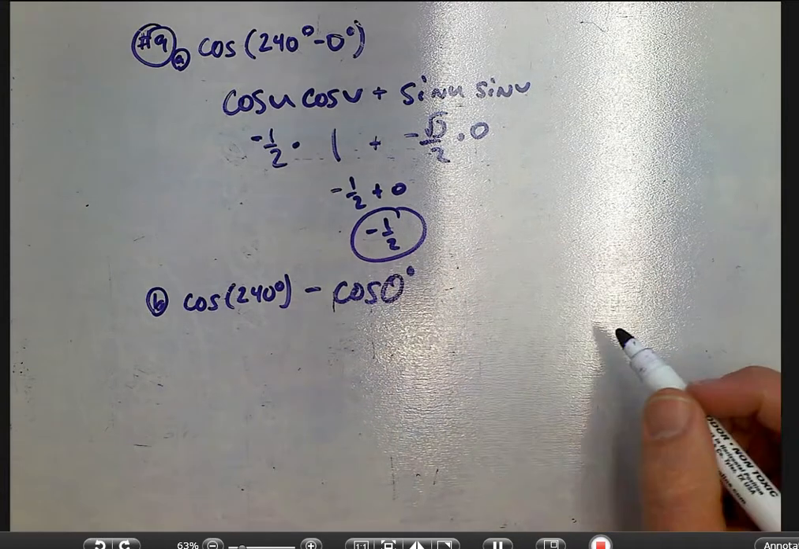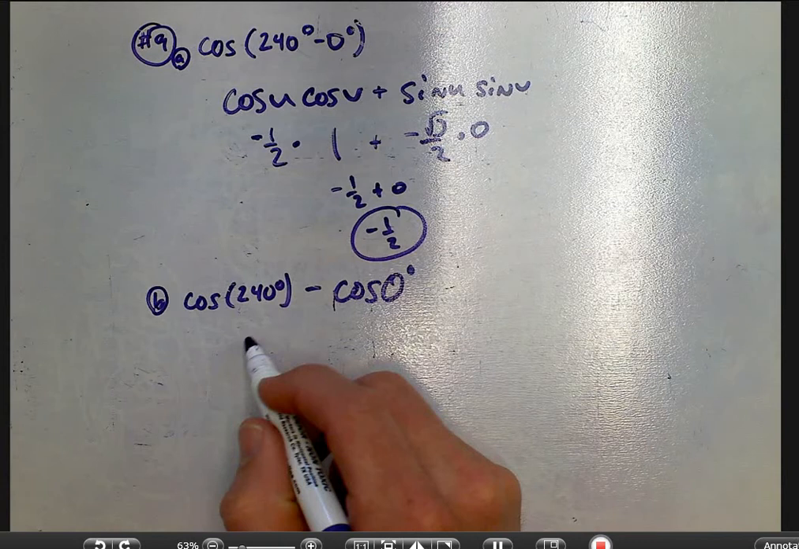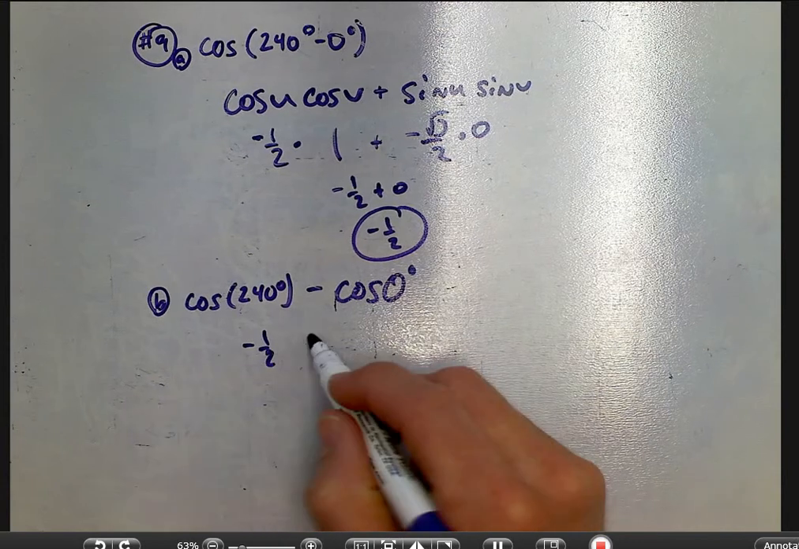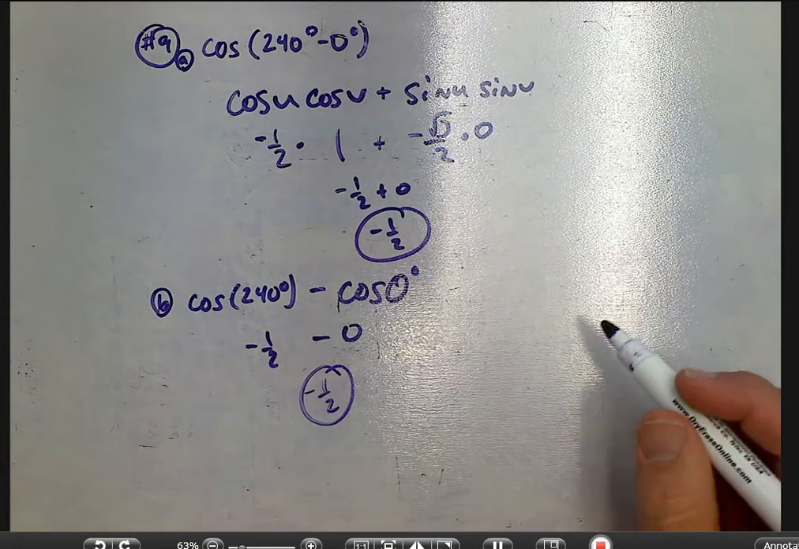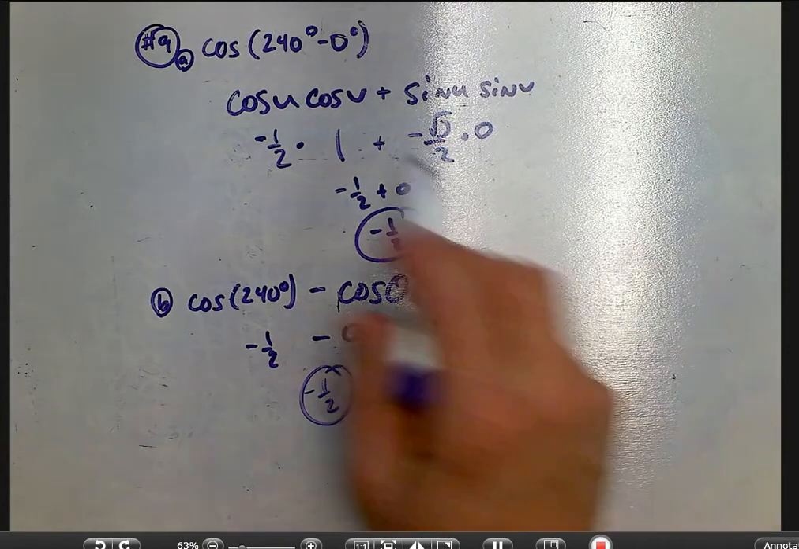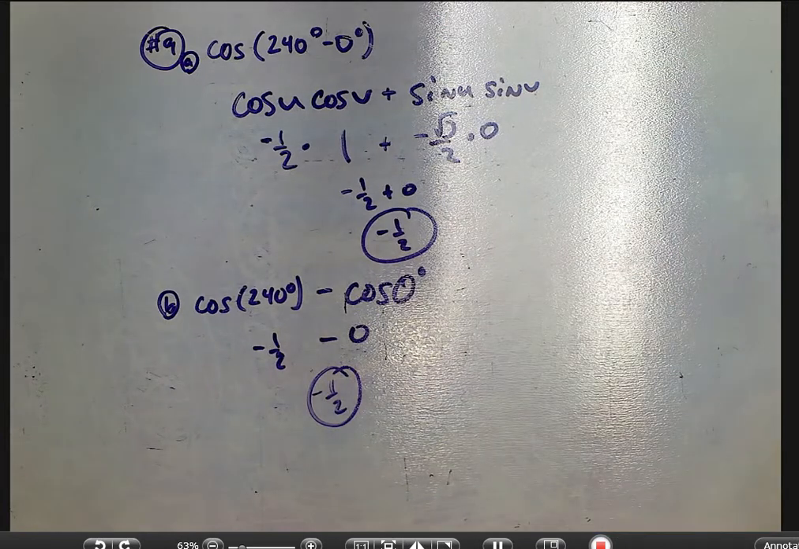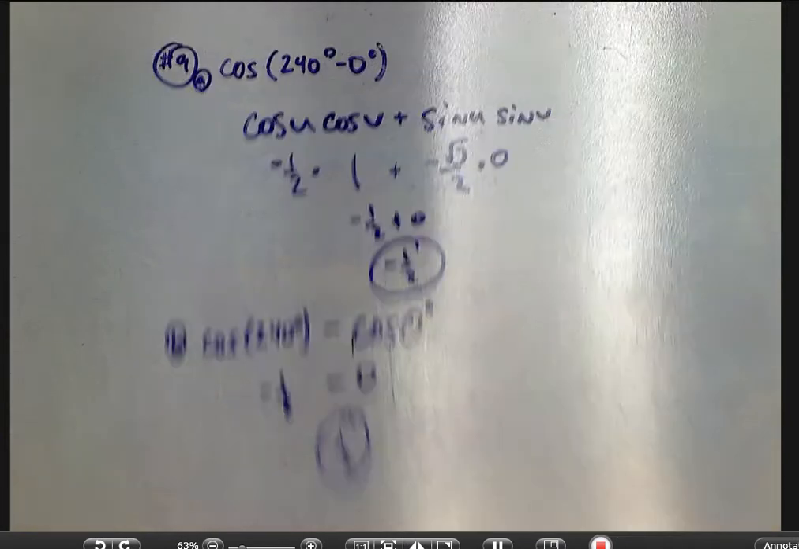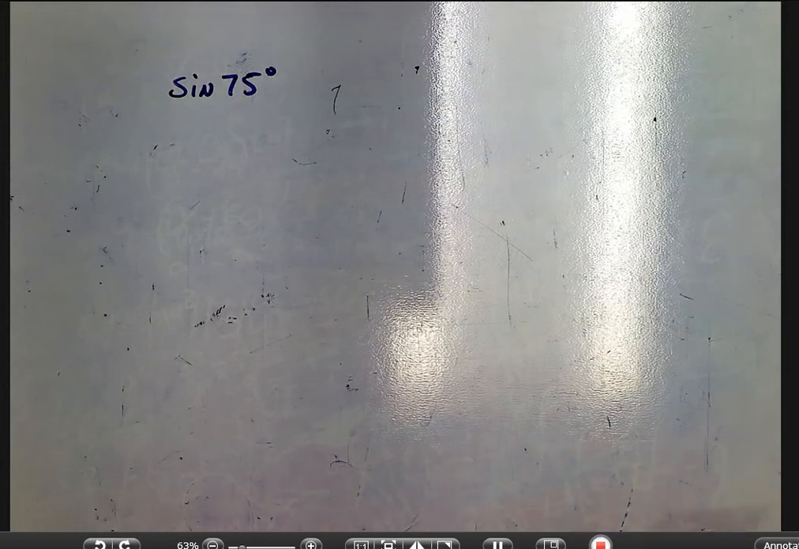Then it tells you to do the same problem essentially in part B, but it tells you to find the cosine of 240, negative 1/2, minus the cosine of 0, which is 0, and you get negative 1/2. So really number 9 is just proving the idea that this formula works since you get the same answer twice. Okay? So that's how you do number 9. Let's actually try one where you have to do some work here. Sine of 75 degrees. Try this one on your own.